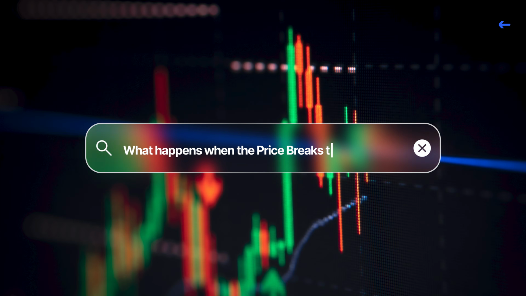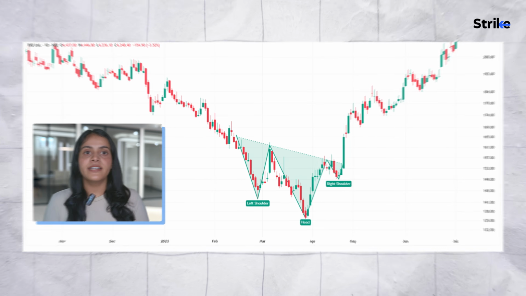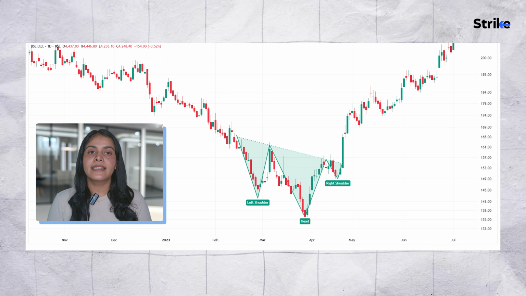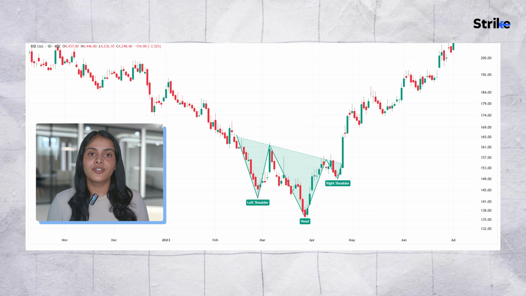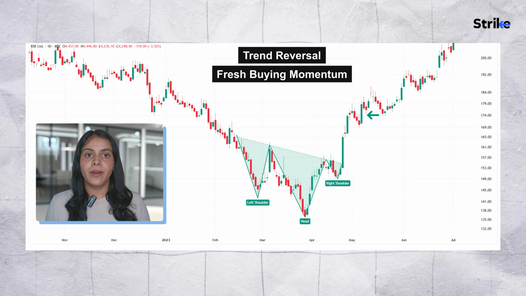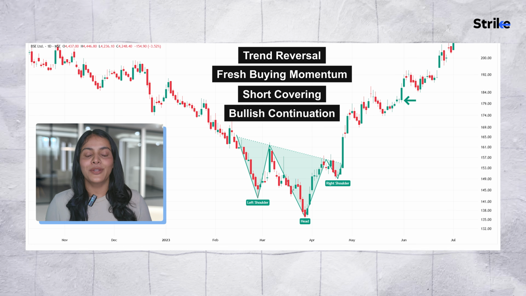Exactly what does happen when the price breaks the neckline? When the price closes above the neckline, it signals that buyers have taken the control. That breakout often leads to trend reversal, fresh buying momentum, short covering and a bullish continuation as well.